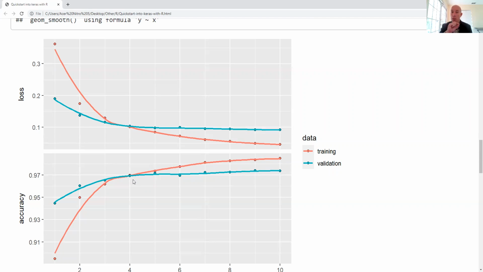But if I was to continue going further and further, we can see that the accuracy on the training might reach 100%, while the validation probably is going to stay stagnant.